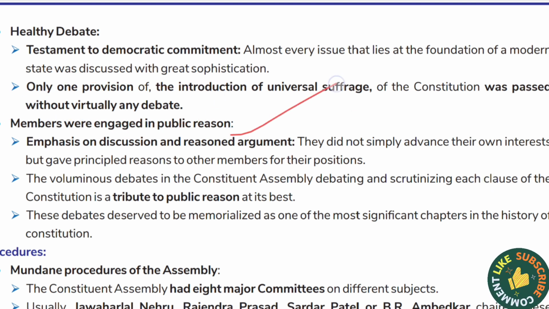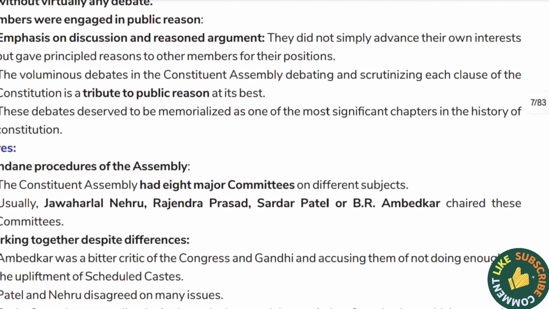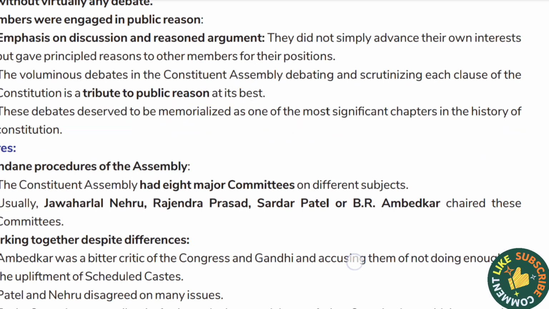Members were engaged in public reason. With emphasis on discussion and reasoned argument, they did not simply advance their own interest but gave principled reasons to other members for their positions. The voluminous debates in the Constituent Assembly, debating and scrutinizing each clause of the Constitution, are a tribute to public reason at its best. These debates deserve to be memorialized as one of the most significant chapters in the history of the Constitution.